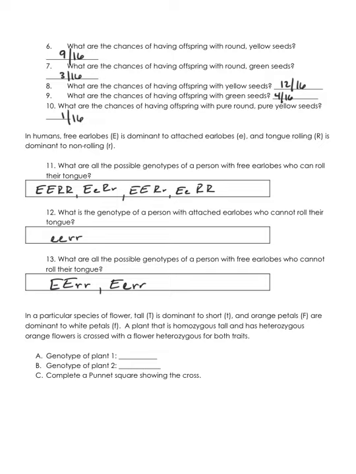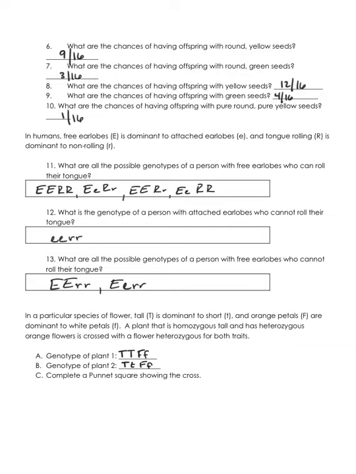All right. Now the next question says, in a particular species of flower, tall is dominant to short, and orange petals are dominant to white petals. A plant that is homozygous tall and has heterozygous orange flowers is crossed with a flower that is heterozygous for both traits. So first, we're going to have our homozygous letters for tall, so that's capital T, capital T, and then they're heterozygous for orange, which is capital F, small f, and then plant 2 is heterozygous for both, so they're capital T, small t, capital F, small f.